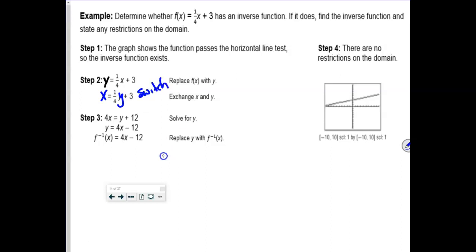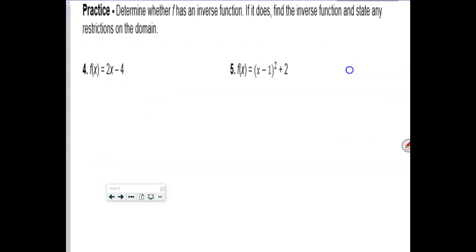And then they did a little algebra to solve for y. And that's what they have right here. And then they renamed it. So the new function, f inverse, is 4x minus 12, which is another line, which doesn't have any domain restrictions, so they didn't bother doing anything with domain restrictions, because it's a line, and lines are cool. Or boring, whatever you want to say.